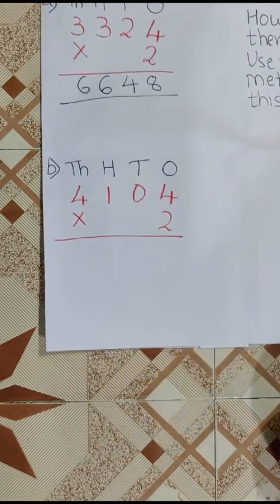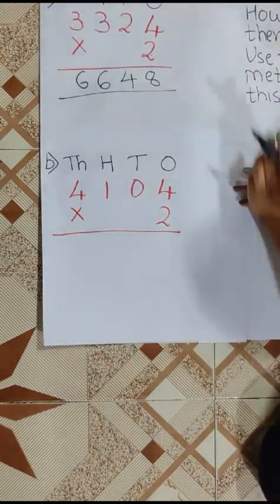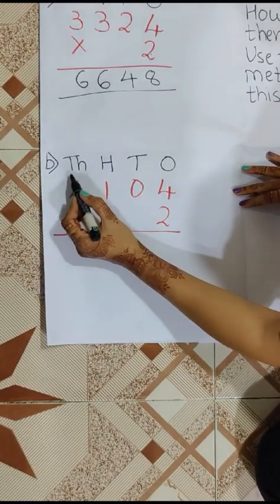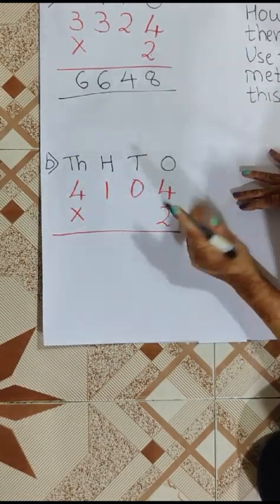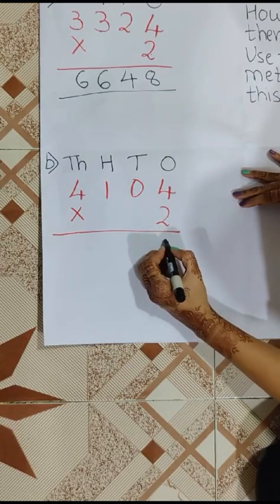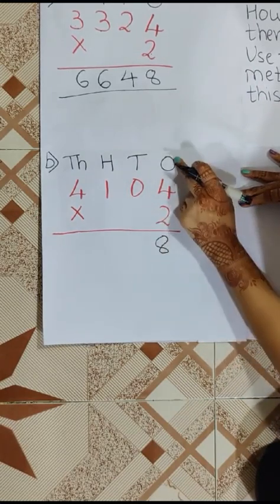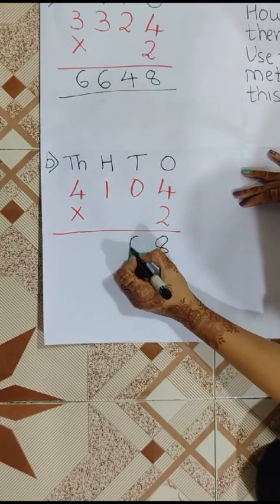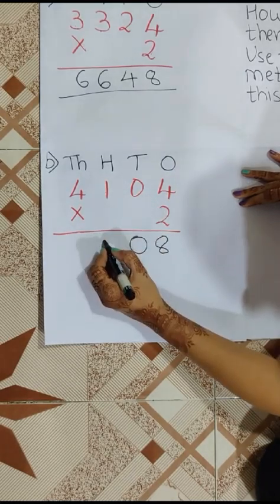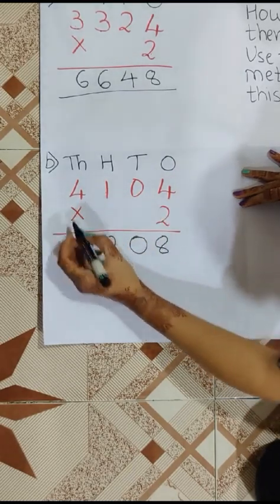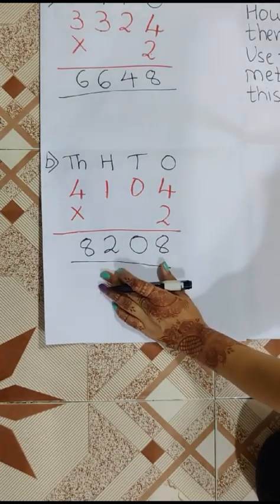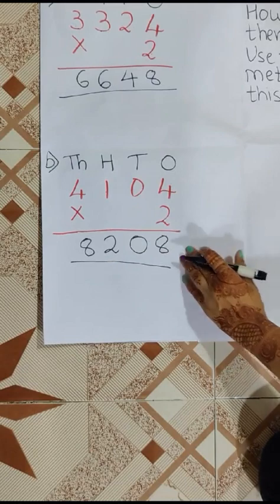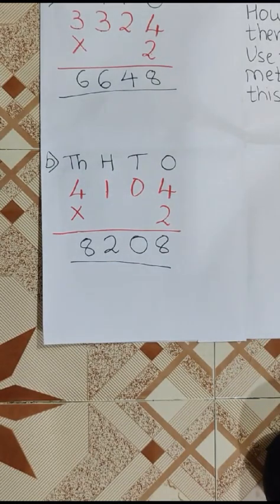Let's solve one more example of the same method. I have my placing, very important. As I'm always emphasizing, this is the crucial aspect. So I will start with the ones position. 2 times 4 is 8. 2 times 0 is 0. 2 times 1 is 2. And 2 times 4 is 8. This is how my answer is 8208. Kindly try to write them in words as much as possible.